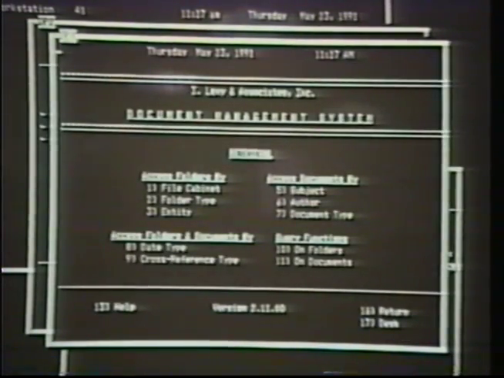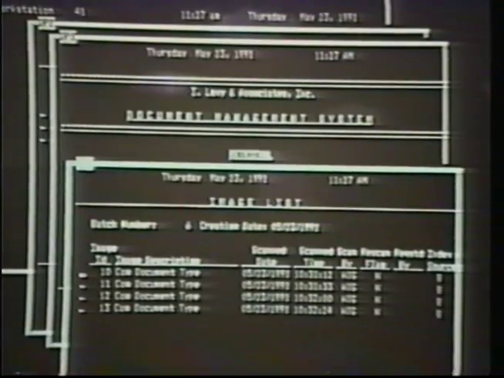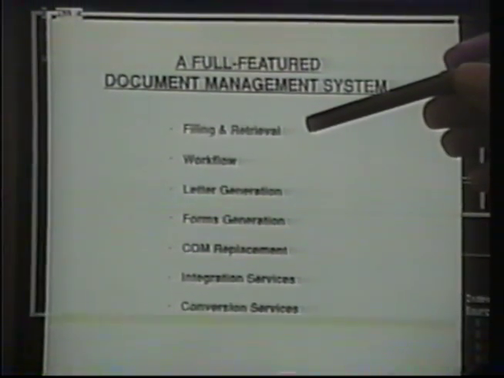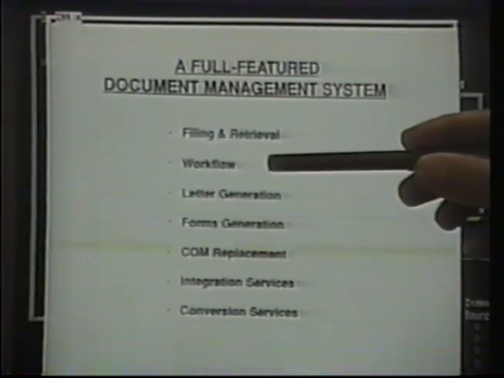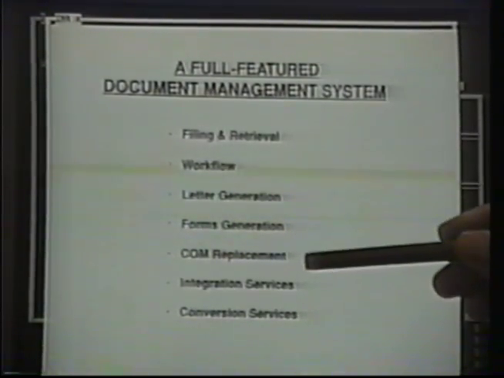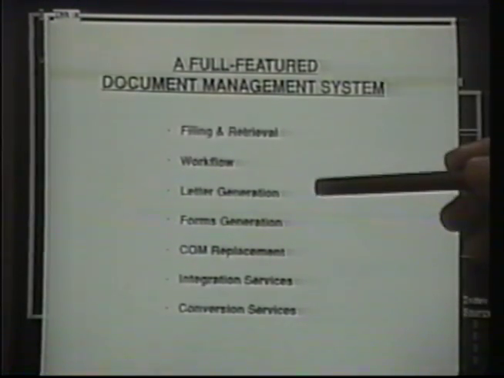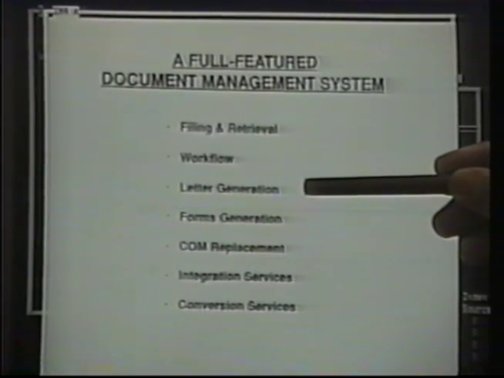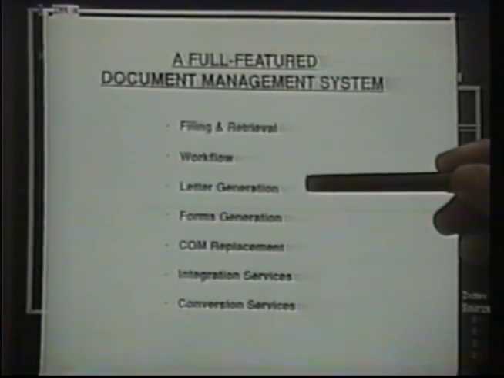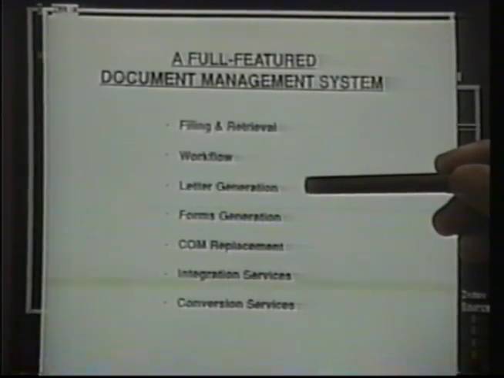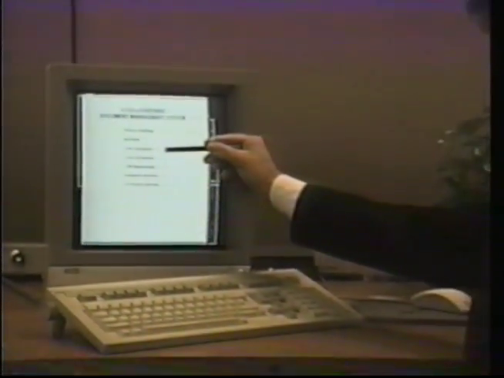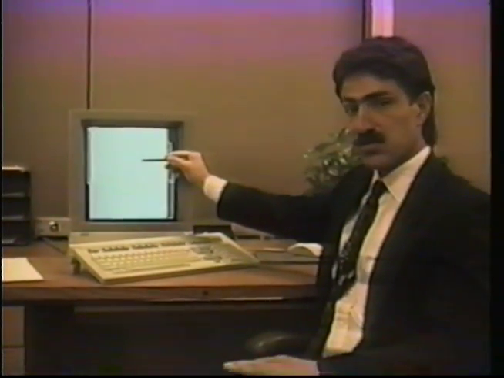So, in summary, we have demonstrated the document management system, the base part of the system, which includes filing and retrieval. We've also demonstrated the workflow product and the COM replacement product. Other optional components are letter generation, which includes the capability to automatically generate a letter, and it'll fill in name, address, city, state, zip, and prompt the operator for certain things like customized text paragraphs.